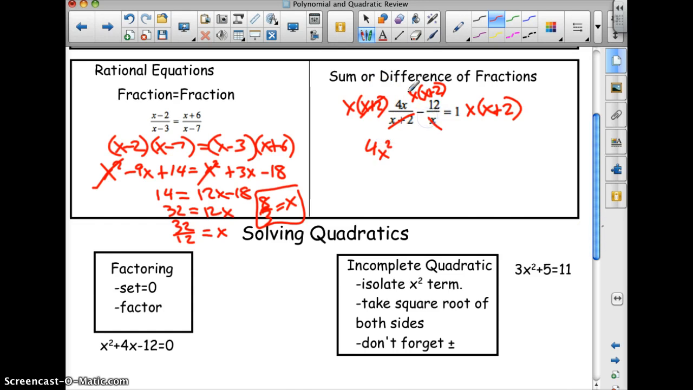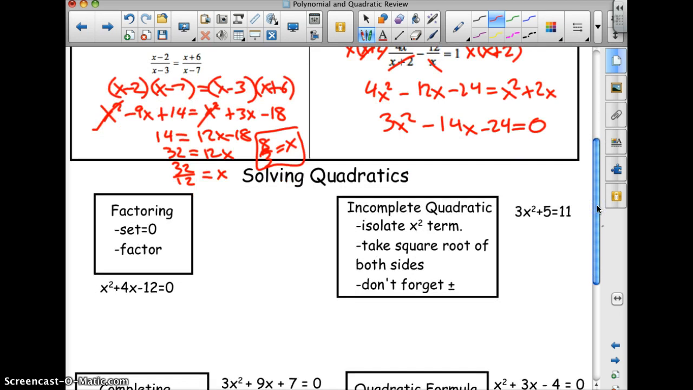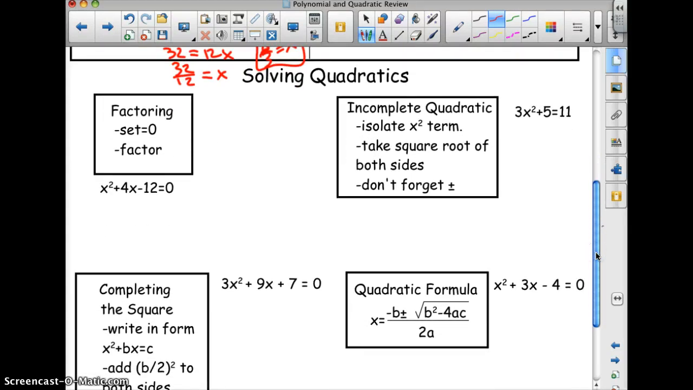For this one, the x's will cancel, and I'll get minus 12x minus 24 equals x squared plus 2x. Let's see, I got 3x squared minus 14x minus 24 equals 0. I'm going to leave it to you to figure out what that is. That's a guess and check perhaps. If it doesn't do guess and check, we're going to have to come into some of our other techniques for solving quadratics.